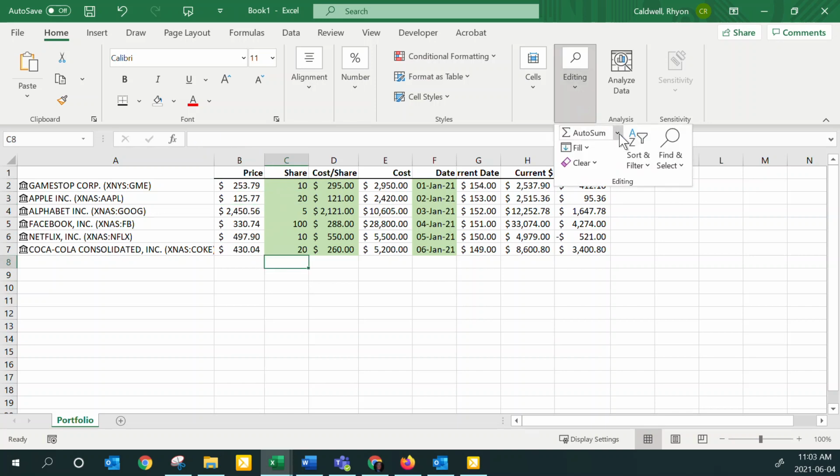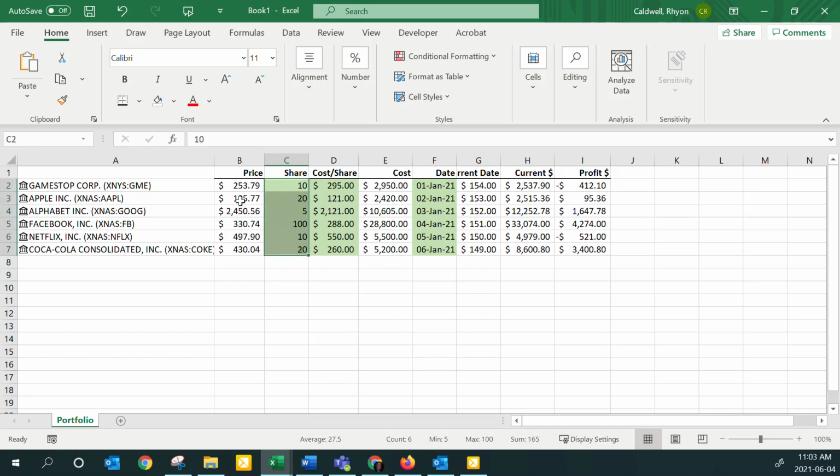Could you average? Can you average? Well, I guess that could tell us that on average, I own 27.5 shares of each stock. But again, that really doesn't make a whole lot of sense. So there's not really a whole lot of aggregate information we can do with those two columns. The cost per share, again, same problem.